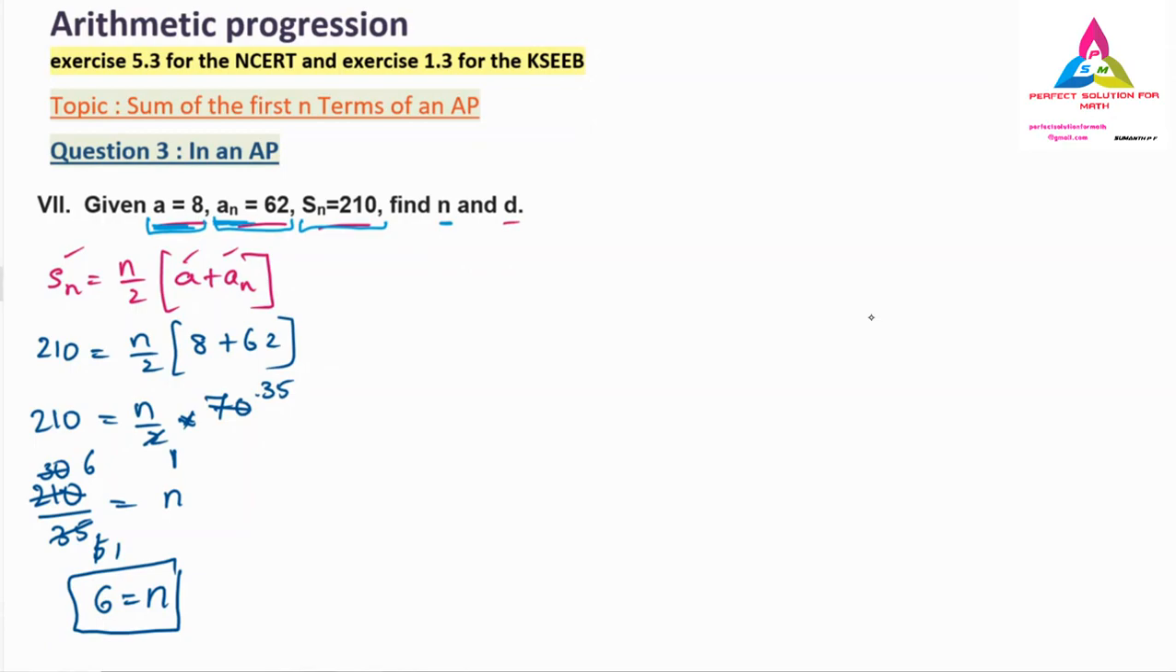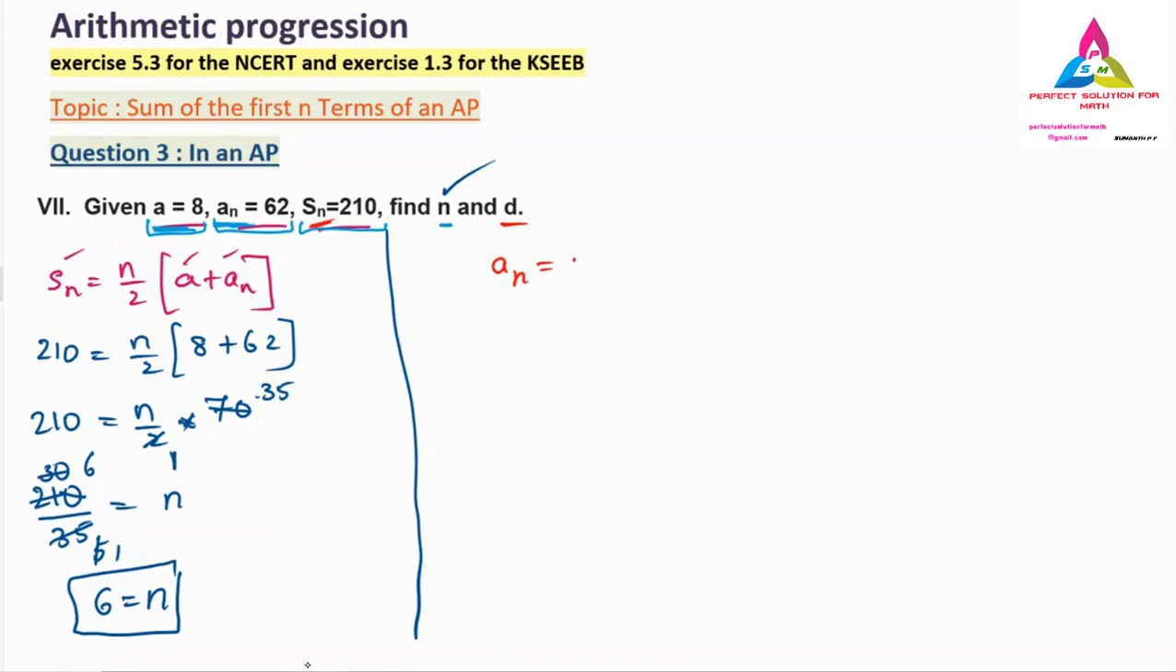So d value they have asked, so which formula are you going to apply? Now you have to apply the Sn formula or the An formula. You can apply the Sn formula also, or you can apply the An formula also, but make it simple, go for the An formula only, because the An formula is short. An is equals to a plus n minus 1 into d. So here remember, An refers to this 62, meaning which term it is. N value we found now, so which one is it? A6, that is equals to 62.